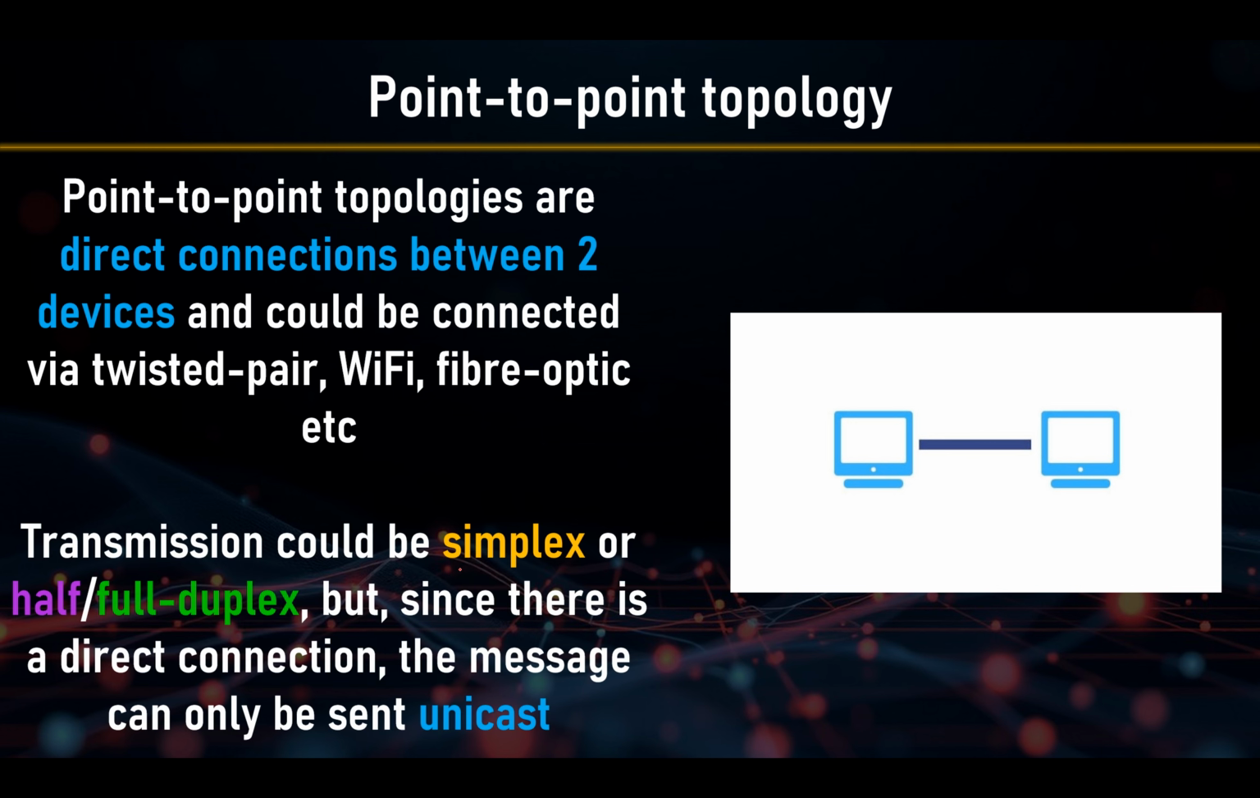So here we say transmission could be simplex, half or full duplex, but since there's only one connection, the message can only be sent unicast. If you think about it like that, there's not another device to send it multicast to.